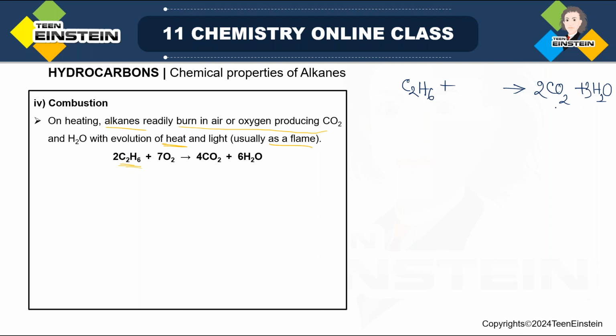Now count the total oxygen. Here you have total oxygen atoms 4. Here you have total oxygen atoms 3. 3 plus 4, 7 oxygen atoms, right? So it should be 7 by 2 O2.